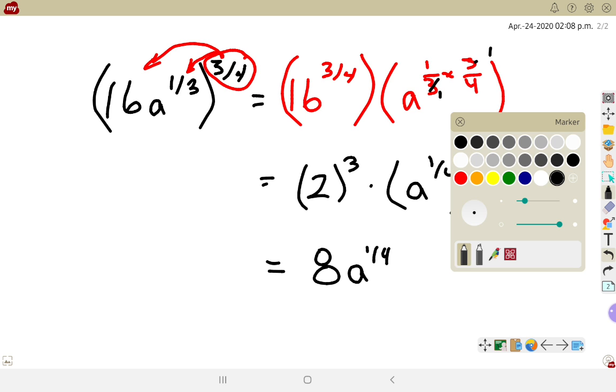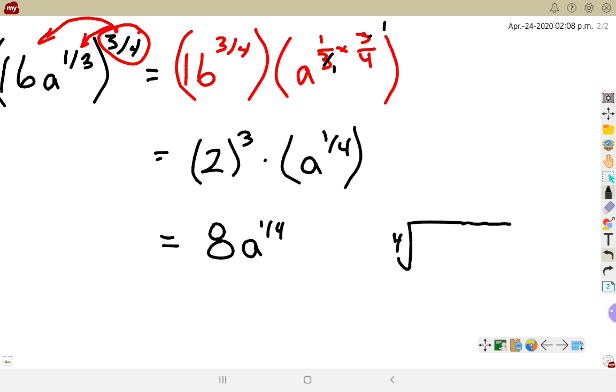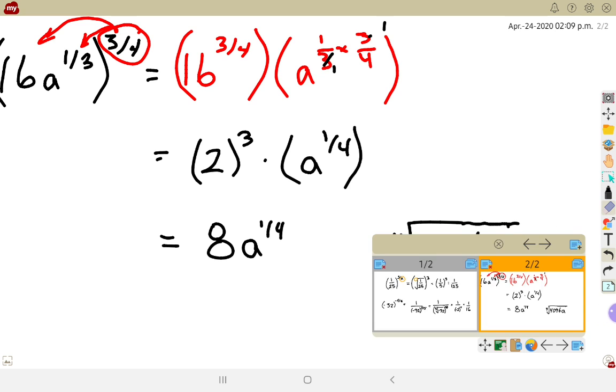If I wanted to change that into an entire radical, then I need to have the 4th root, and a is going to just be sitting underneath there. To move the 8 underneath, I would need to go 8 to an exponent of 4, and I did not leave myself enough space. Just give me a second here. Okay, we need to go 8 with an exponent of 4, and that gives us 4,096, and then we've got a underneath there. All right, not so bad.